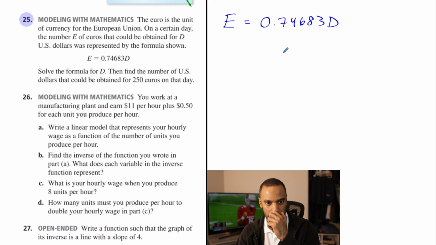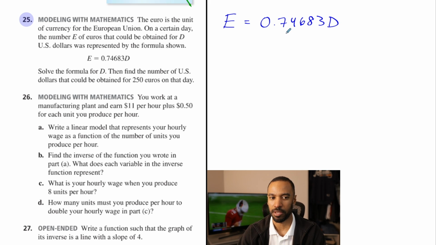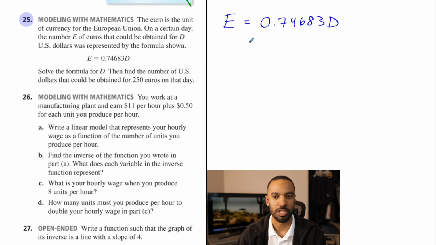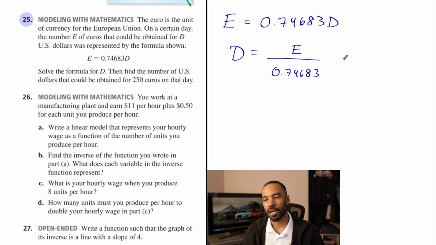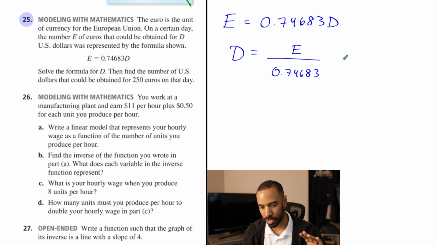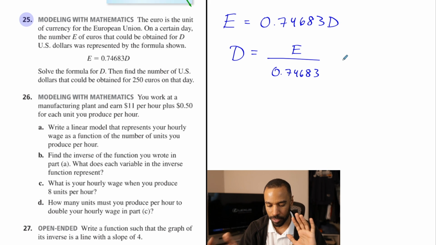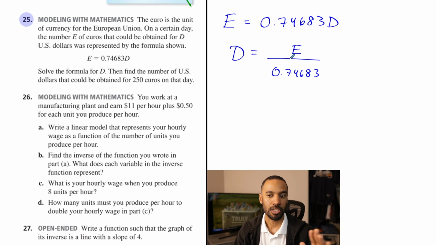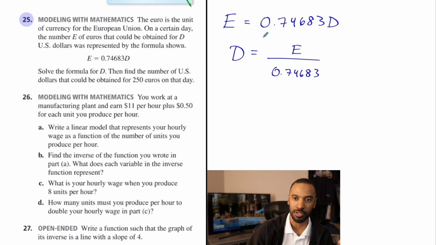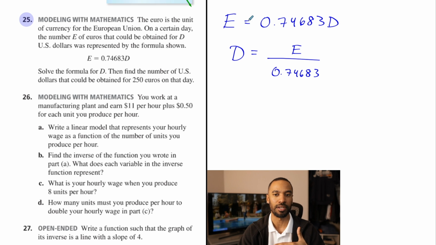Solve the formula for D, then find the number of US dollars that can be obtained for 250 euros on that day. So if we divide both sides by this, then we'll say that D equals E over 0.74683. I didn't necessarily get the inverse here, but I swapped the input, solving for the input versus solving for the output. Now my euro is going to be the input to get an output for D, instead of my dollar being an input to get the output E, if that makes sense.